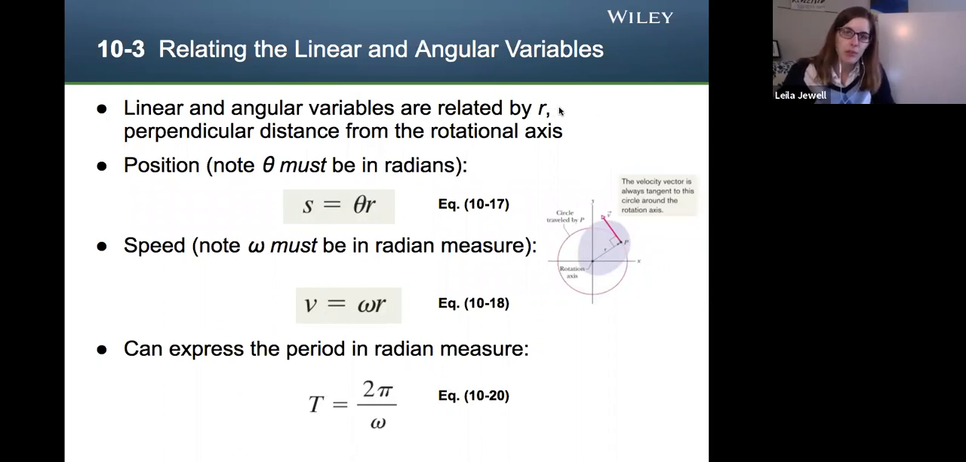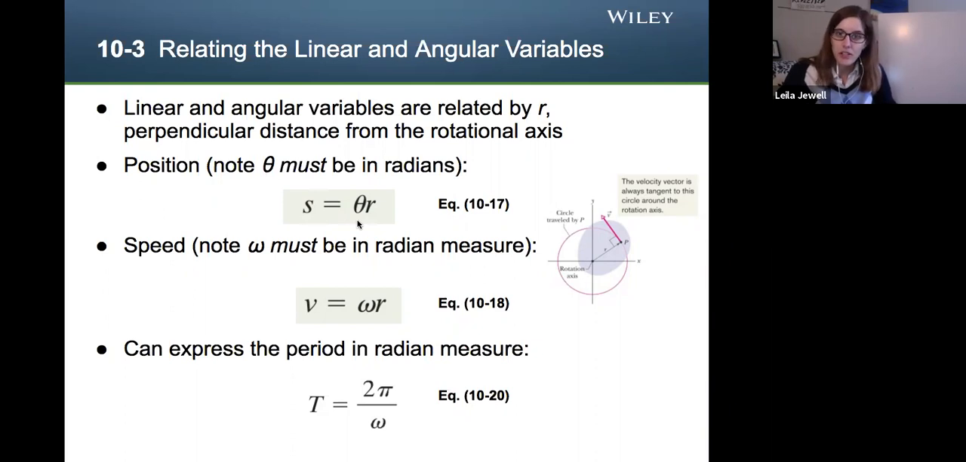which is the perpendicular distance from the rotation axis. Any of the angular variables, if you multiply them by r, you get the linear equivalent. So for position, we can get our arc length, which is a linear distance, even if it's in a circle, based upon our angular position if we take our angular position theta and multiply by r, that perpendicular distance. A key note here is that the angle theta must be in radians.